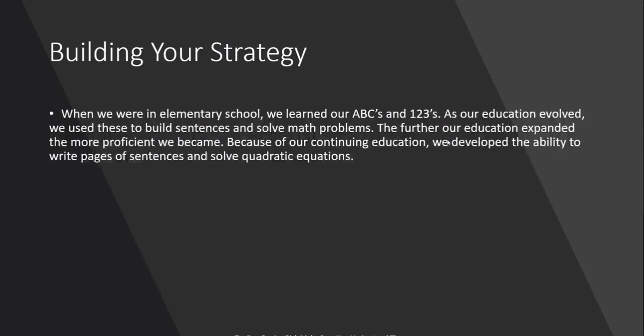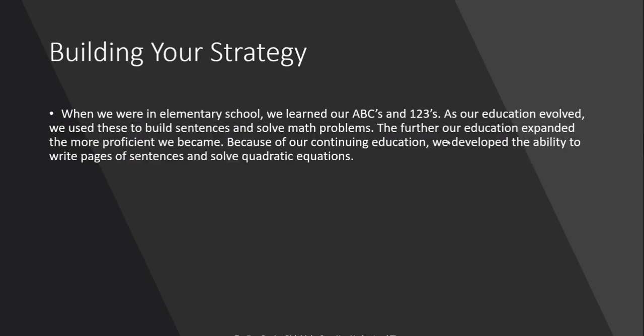So if you think about it, when we were in elementary school, we learned our ABCs and our one, two, threes. And as our education evolved, we used these to build sentences. And then we could solve simple math problems. We could add one and one together and get two, and we could add three and two together and get five. We could write cat and hat and bat.